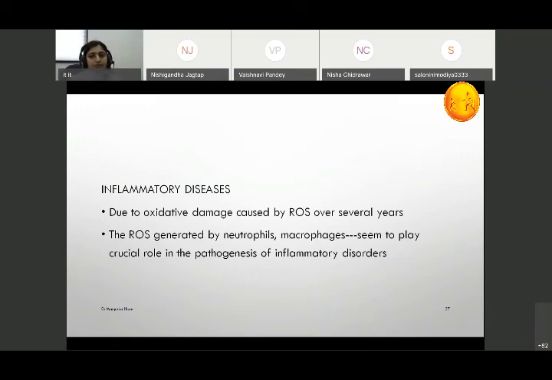the free radicals generated. That free radical will damage the tissue over a long period of time. So neutrophils and macrophages play a main role in this kind of inflammatory disorder. Whatever amount of reactive oxygen species are generated by these neutrophils and macrophages, they will act upon this tissue and that will lead to inflammatory disorders. There are other causes of the pathogenesis of inflammatory disorder. One of them is reactive oxygen species.